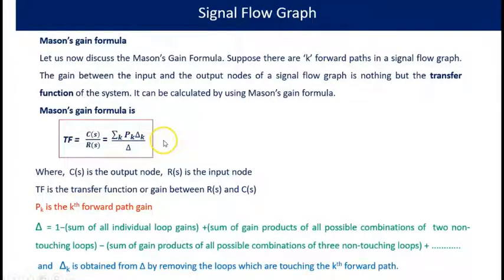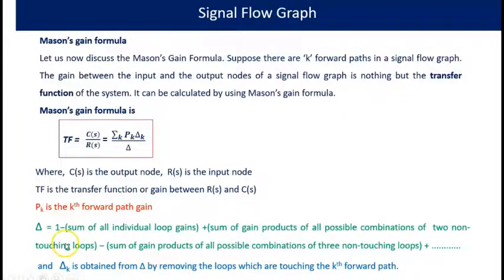Suppose there are only two forward paths. Then this expression will become P1 delta 1 plus P2 delta 2, divided by delta. With 3 forward paths, the expression will become P1 delta 1 plus P2 delta 2 plus P3 delta 3, divided by delta. Pk is the forward path gain in each case, and what is delta?